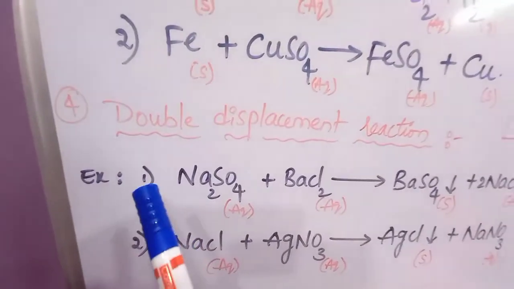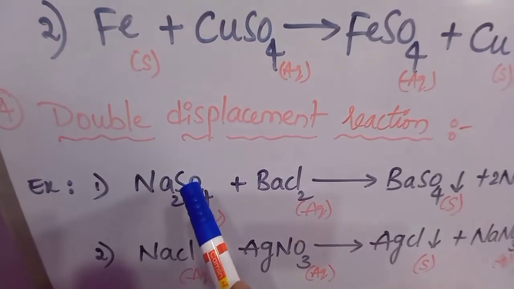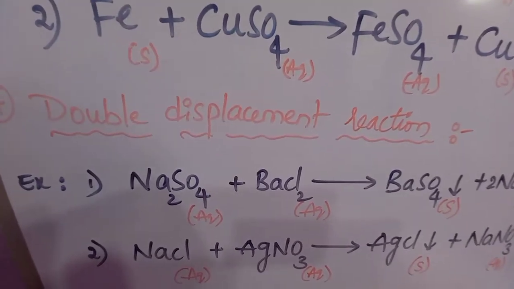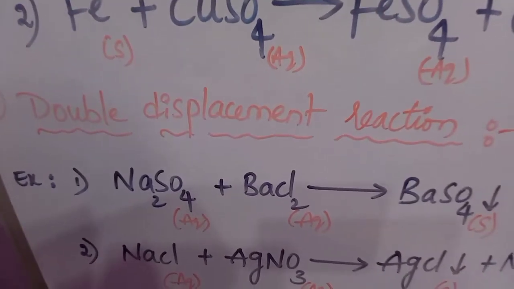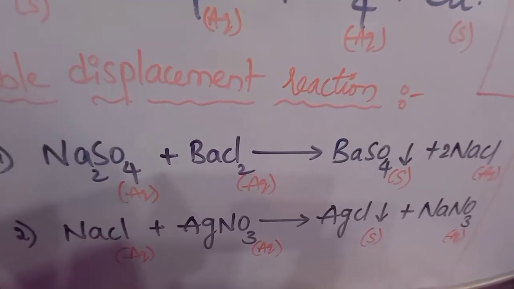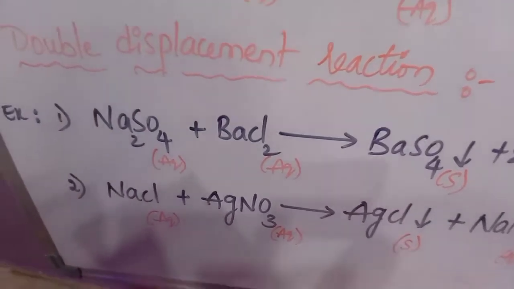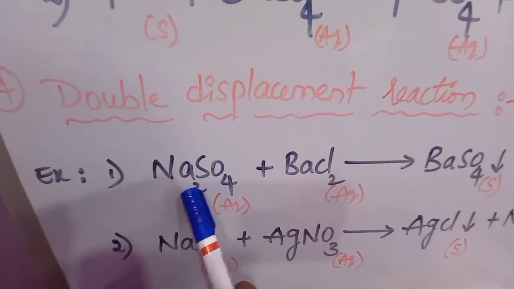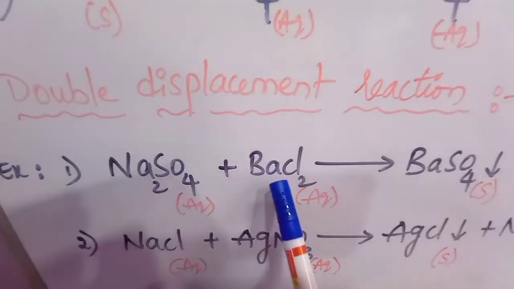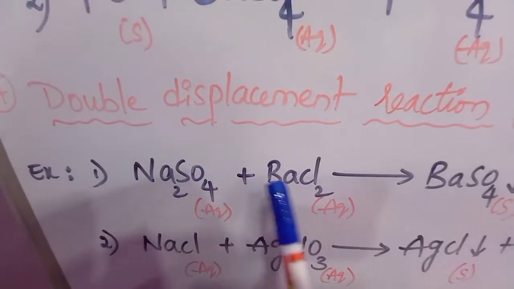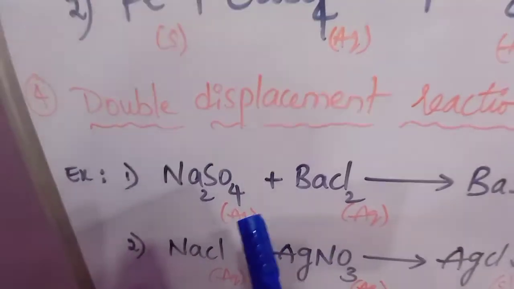Okay, next is the double displacement reaction. Here also displacement is taking place, but two elements are displaced. That means exchange, we can say exchanging of radicals. So if two reactants exchange their constituents chemically and form two products, it is called a double displacement reaction. Two reactants exchange their constituents. For example, in the first equation, sodium sulfate plus barium chloride. Sodium sulfate is one reactant and barium chloride is the other reactant. Both reactants should be taken in their aqueous solution state. If we take them in the solid state, no reaction will occur.